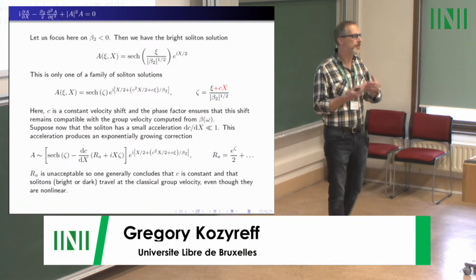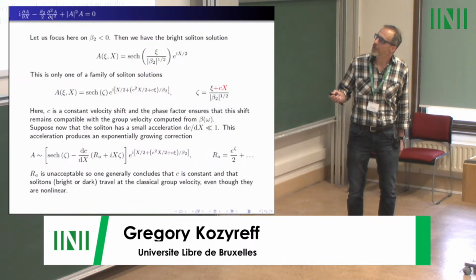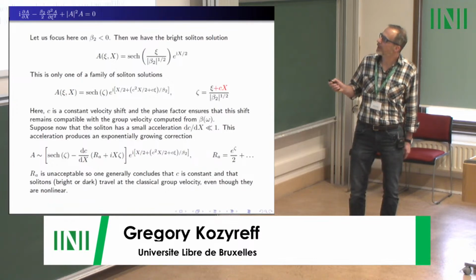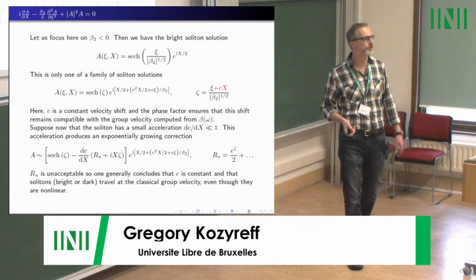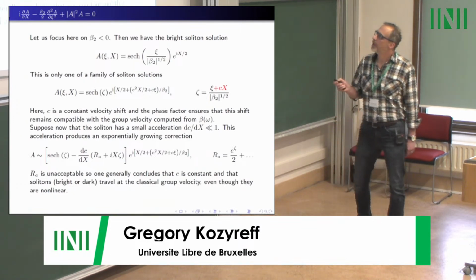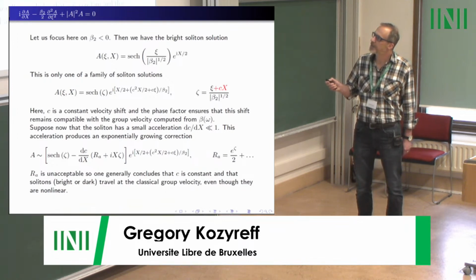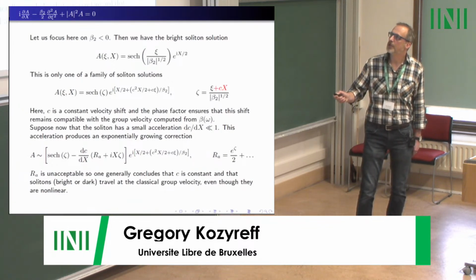John has already actually shown you what this family is. You can write this family of solutions in this way, and you can change the moving frame coordinate into another one where you have a cx here, and c is a relative velocity in the moving frame. And so if you let the soliton move at a slightly offset velocity c, this is allowed provided that you add this extra modulation here.